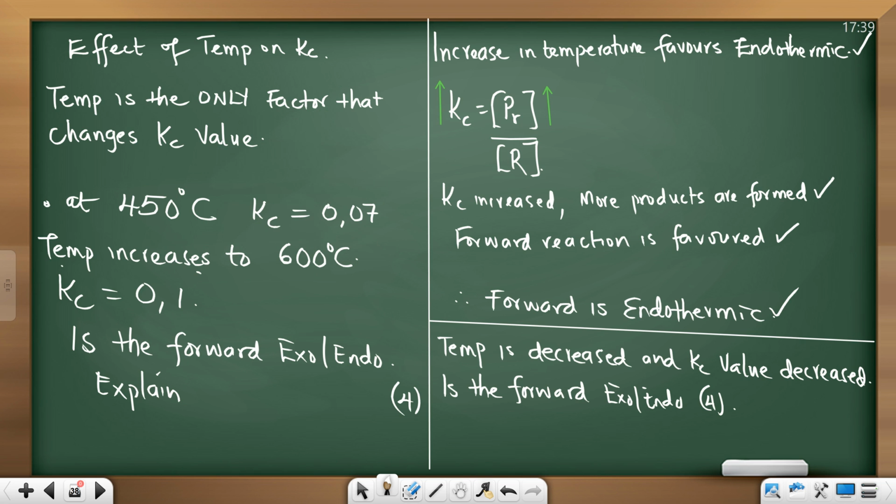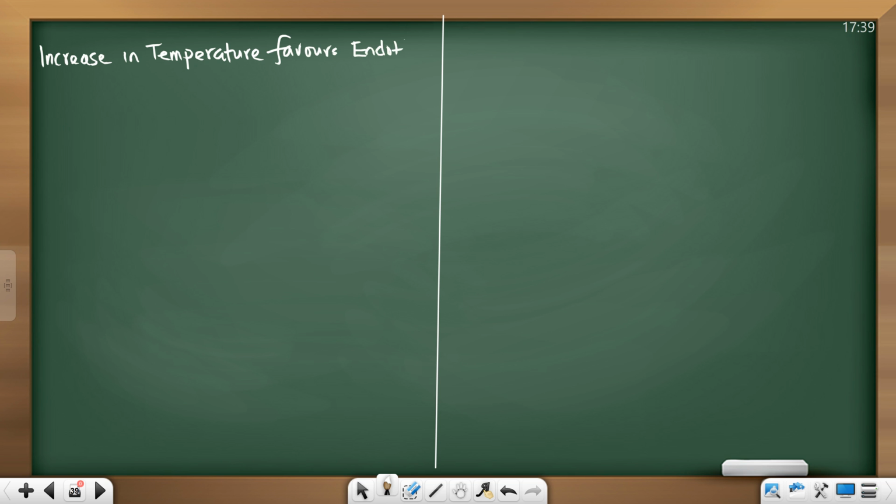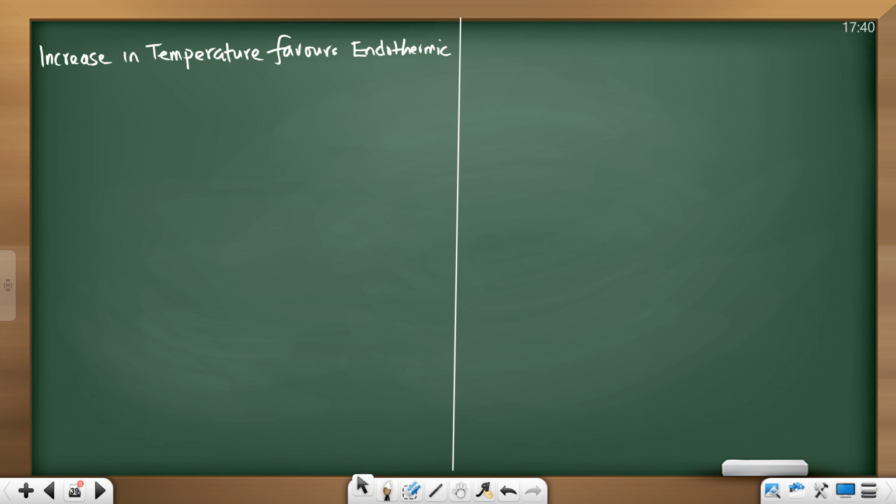Temperature is decreased. Let's answer this quickly. Temperature decreased, right? Look, I always start with that statement of fact: increase in temperature. Start with this one. It doesn't matter whether temperature decreased or increased. Start with this statement. Favors which reaction? Endothermic. Now let's go to the question. What did we do? We decreased temperature. Can we reverse this now? A decrease in temperature favors which reaction now? Exothermic.